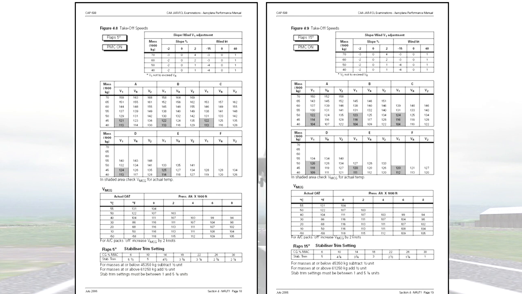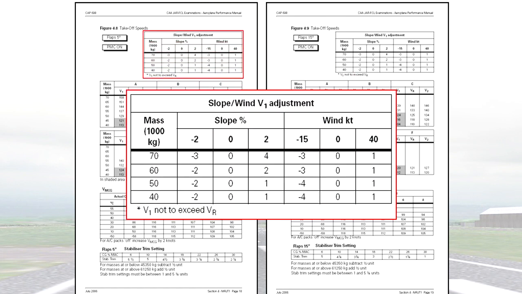The last two factors that affect V1 are runway slope and wind. Notice that at the top of pages 18 and 19 there is a table which is titled Slope and Wind V1 Adjustment. If there were a downslope of 2%, then with an aeroplane mass of 70,000 kilograms, V1 would have to be reduced by 3 knots, whereas if the runway had an upslope of 2%, with the same mass, V1 must be increased by 4 knots. Therefore, downslopes reduce V1 and upslopes increase V1.